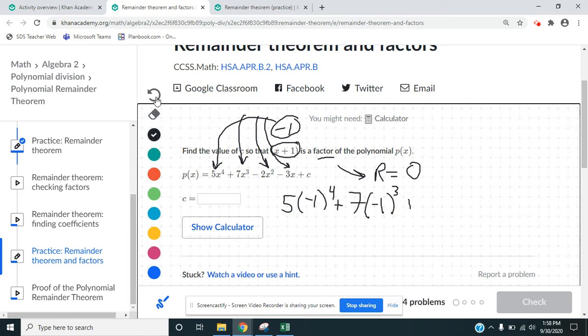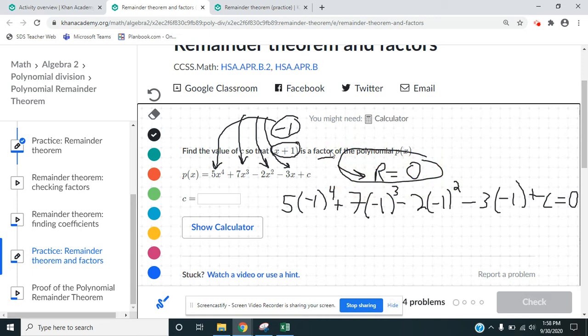Also, we need to remember our order of operations here. So when I'm typing in -2 times -1 squared, or 7 times -1 to the third, I have to do exponents first. So we have this giant long equation, and then plus c. What we're going to do is set it equal to 0, because it's a factor when the remainder is 0. We'll figure out what all of this plus c equals 0, and then we're going to solve for c.